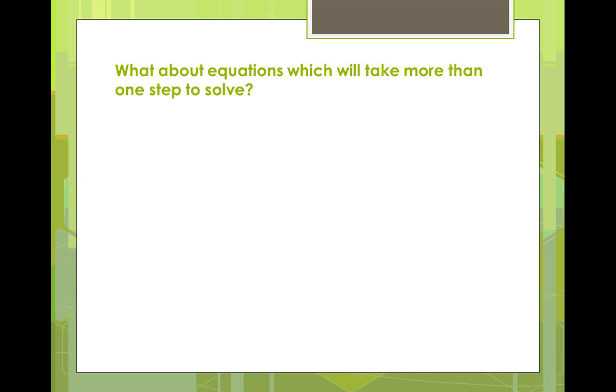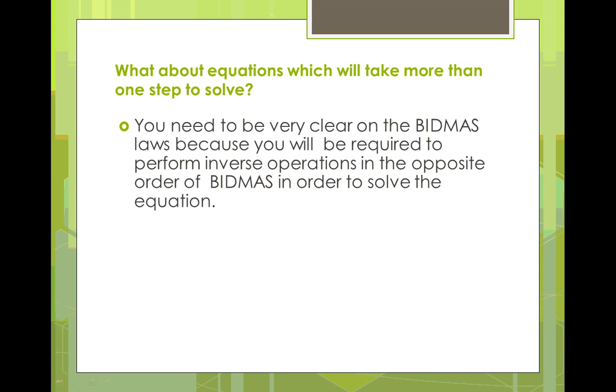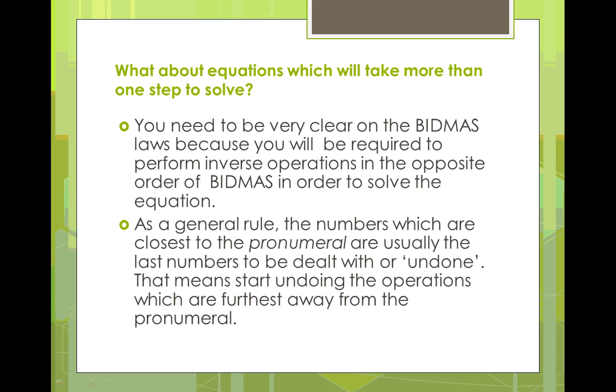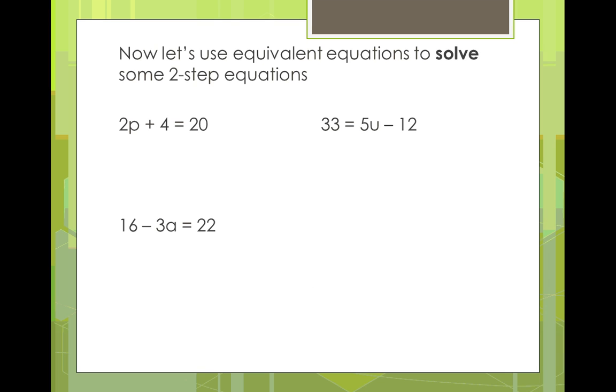Alright, what about equations which will take more than one step to solve? How would we approach those? Firstly, we've got to be pretty clear on our BIDMAS laws, because we'll be using those and then undoing those. So we do have to be very clear on BIDMAS. Secondly, as a general rule, the numbers which are closest to the pronumeral are usually the last numbers to be dealt with or undone. That means we need to start undoing the operations which are furthest away from the pronumeral. So let's have a look at some examples of how we can put this into practice. Okay, we've got 3 equations here. They are all 2-step equations.